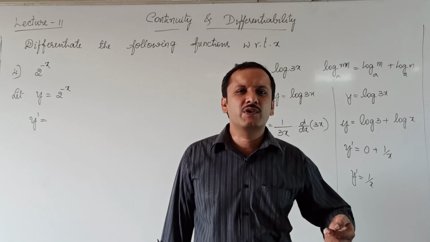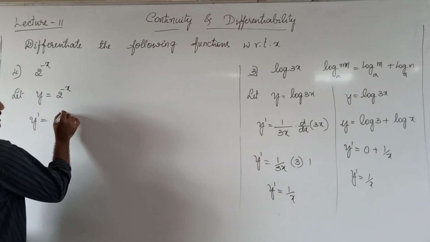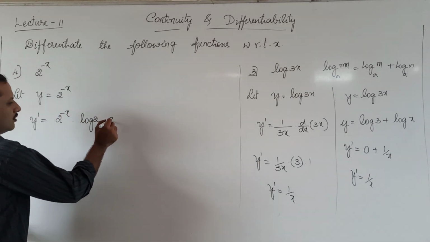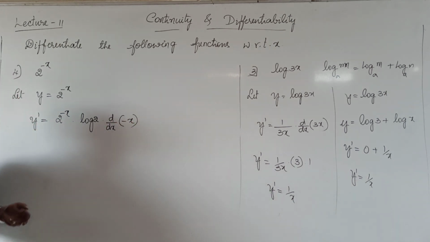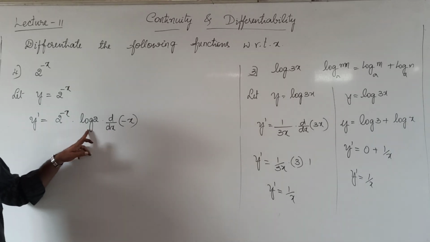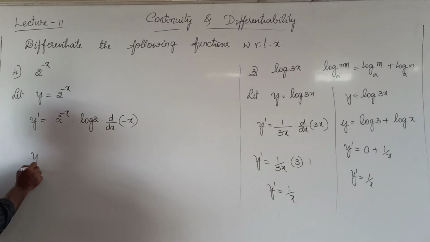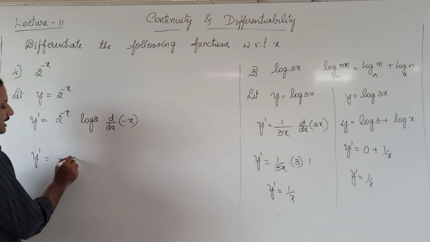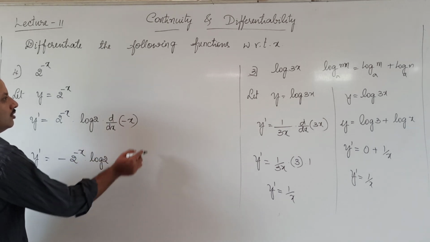So derivative of 2 power minus x is 2 power minus x into log 2 into, we have to find the derivative of minus x. 2 power minus x into log 2 into the derivative of minus x. What is the derivative of minus x? Derivative of minus x is minus 1. So the answer is minus 2 power minus x into log 2.